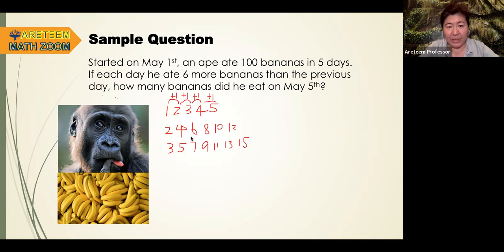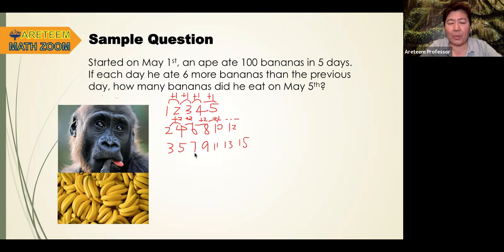Okay, the next one: from 2 to 4, it added 2. From 4 to 6, same thing, added 2. They all add 2 to get the next number, and keep going like that, right? Same thing for the next sequence. From 3 to 5, you added 2. From 5 to 7, you added 2.